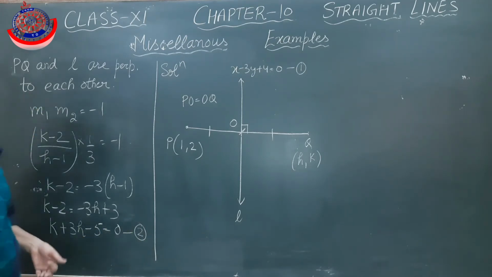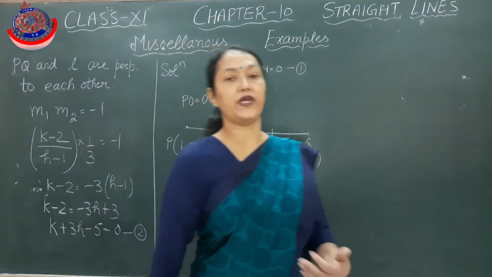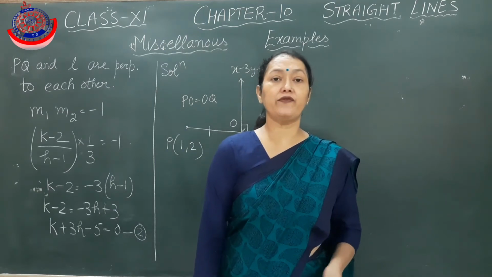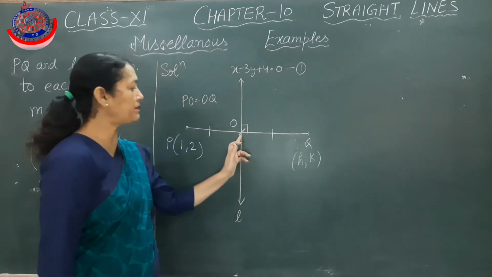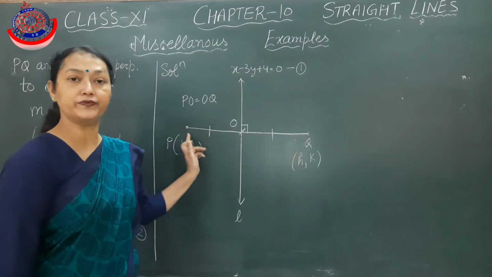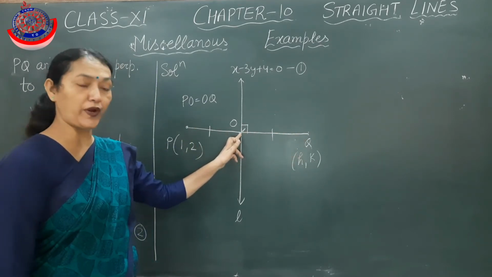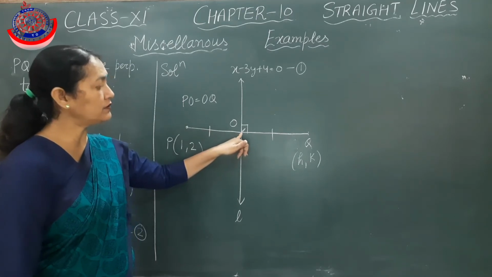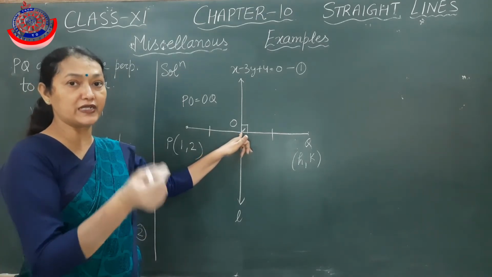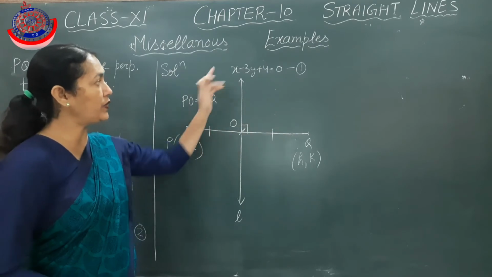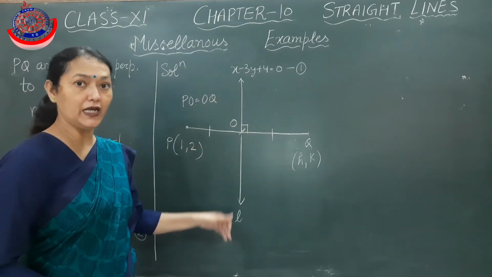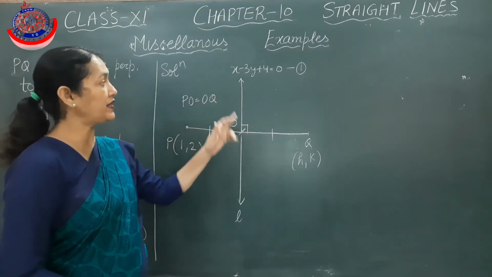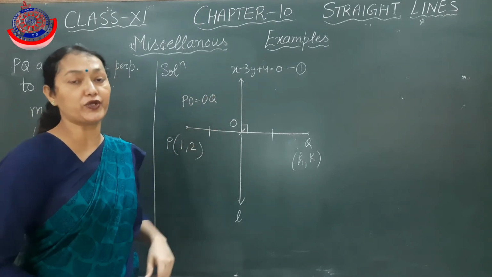We obtain an equation in the form of k and h. Second thing, I've told that this line is a bisector for PQ. That means we have to find the midpoint of PQ and take this midpoint as the point of intersection for PQ and straight line L. If we put those values of x and y in this equation, we will obtain one more equation.